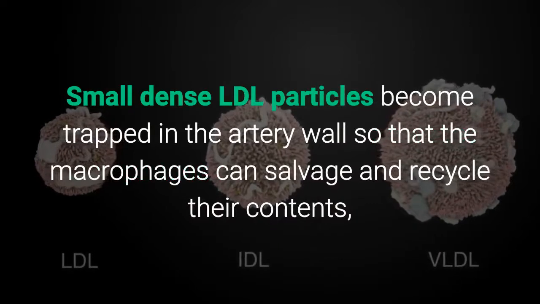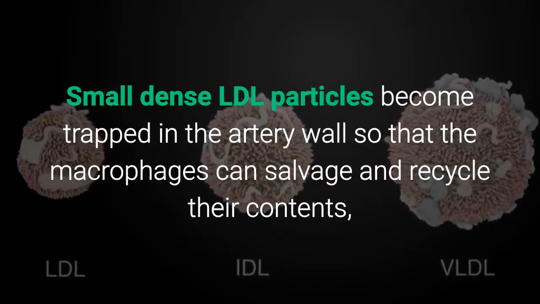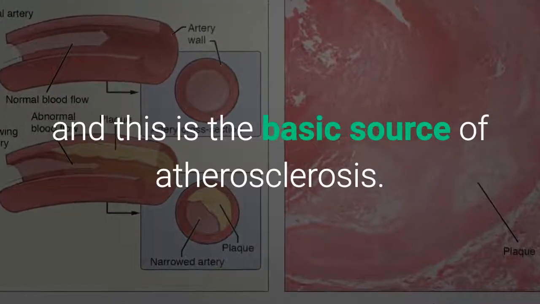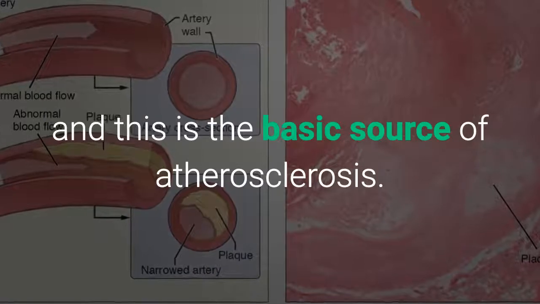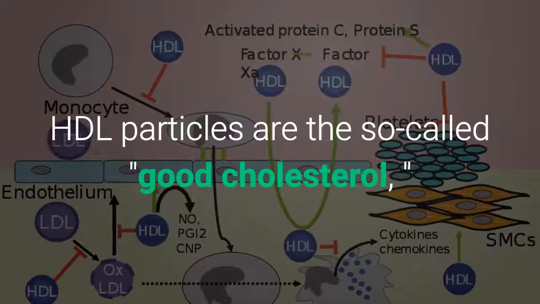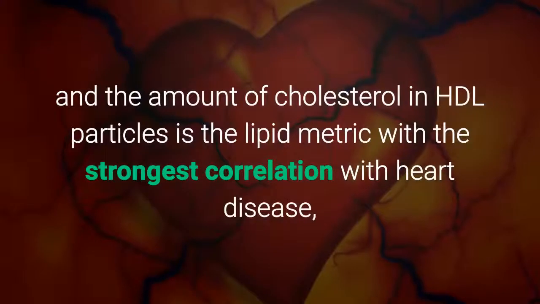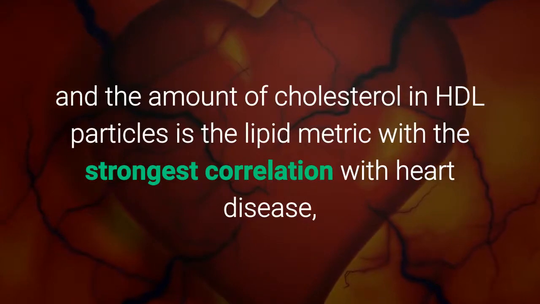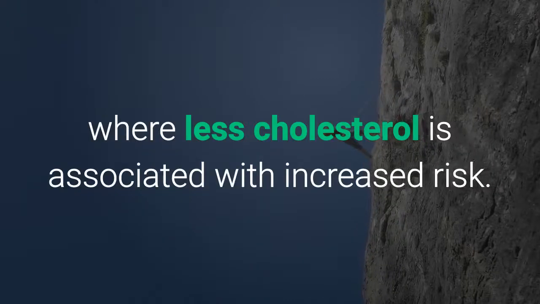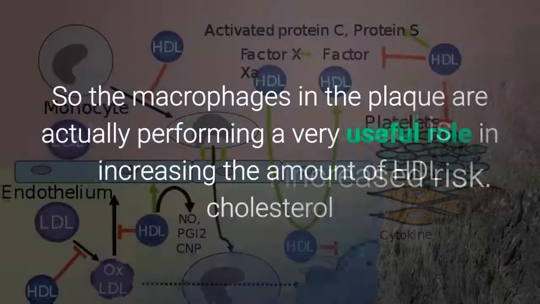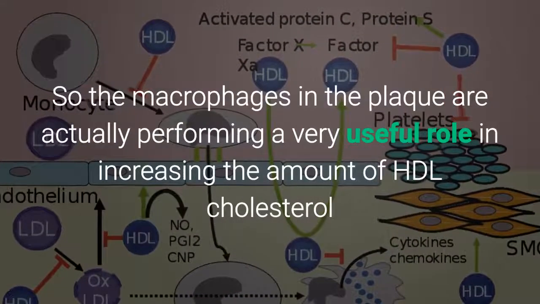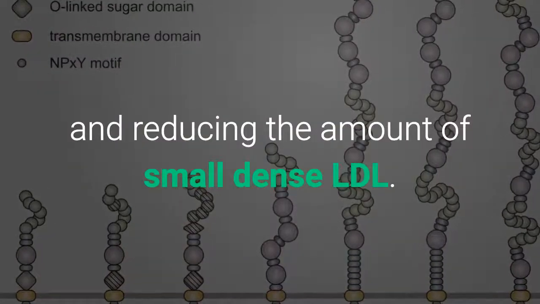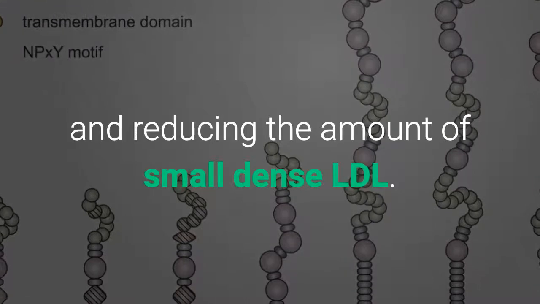Small LDL particles become trapped in the artery wall so that the macrophages can salvage and recycle their contents, and this is the basic source of atherosclerosis, or hardening of the arteries, plaque. HDL particles are the so-called good cholesterol, and the amount of cholesterol in HDL particles is the lipid metric with the strongest correlation with heart disease, where less cholesterol is associated with increased risk. So the macrophages in the plaque are actually performing a very useful role in increasing the amount of HDL cholesterol and reducing the amount of small dense LDL.